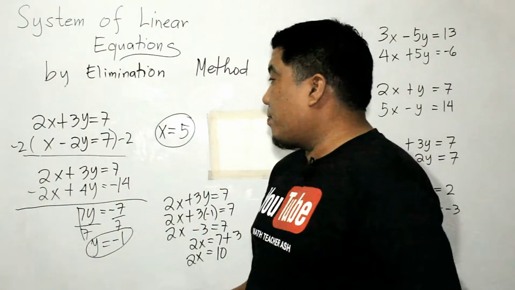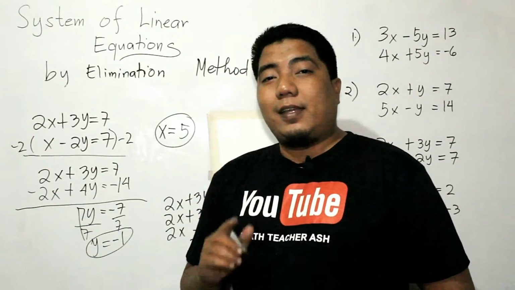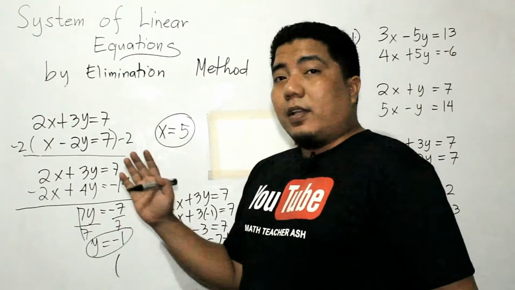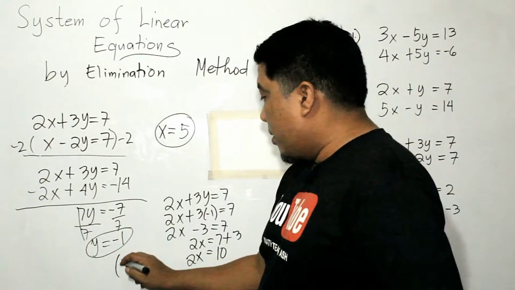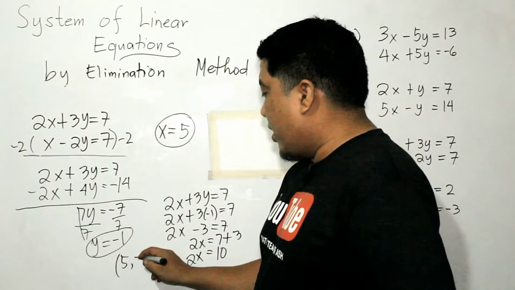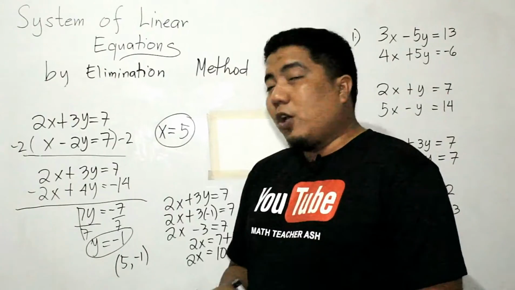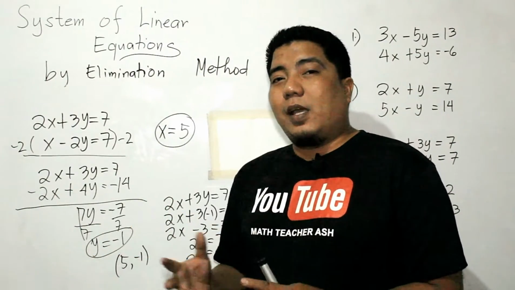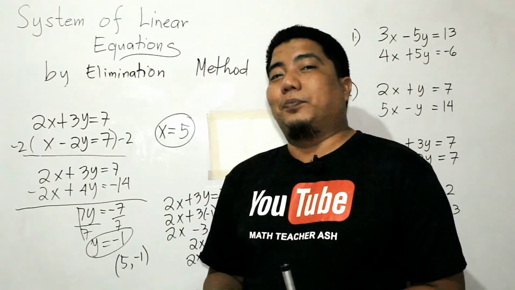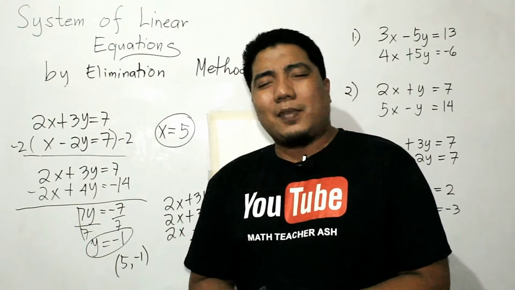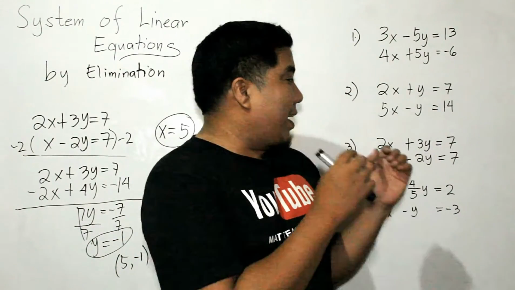Therefore, the value of my x is 5, the value of my y is negative 1, and the solution will be positive 5, negative 1. So still, this is a system with one solution. Easy, right? Now, let us go to our final example.